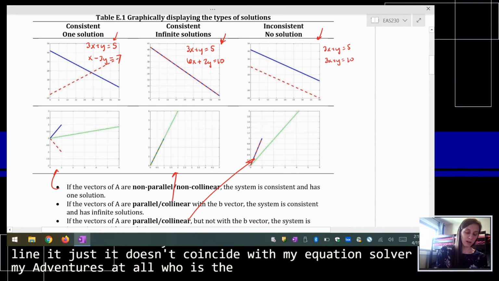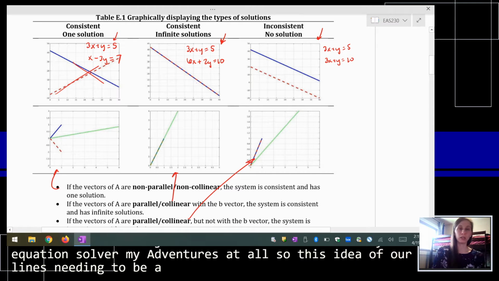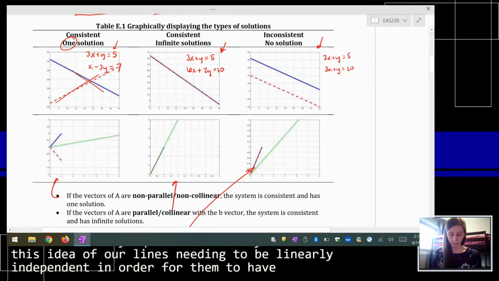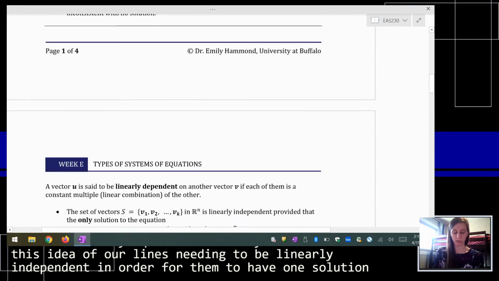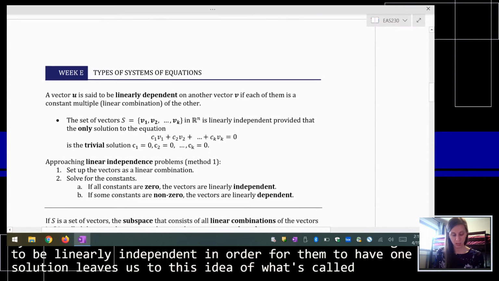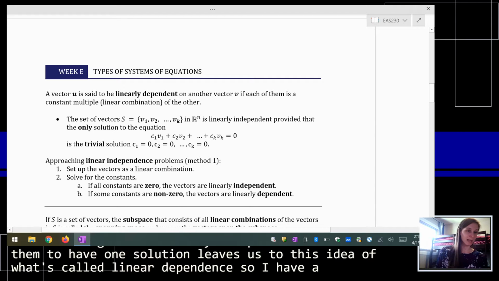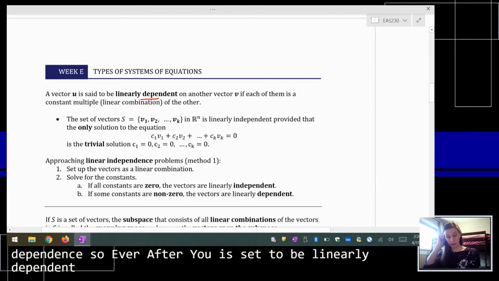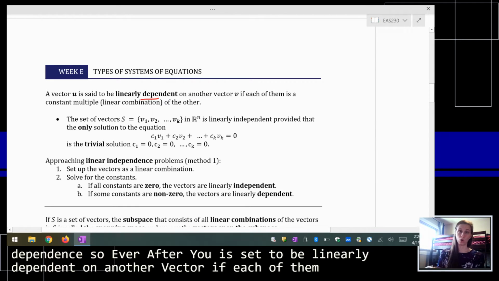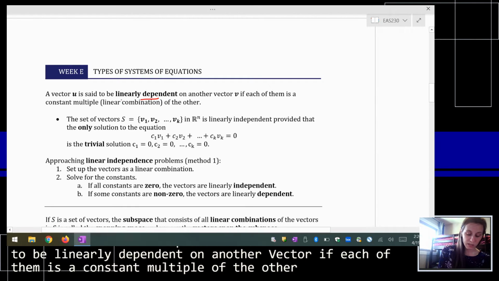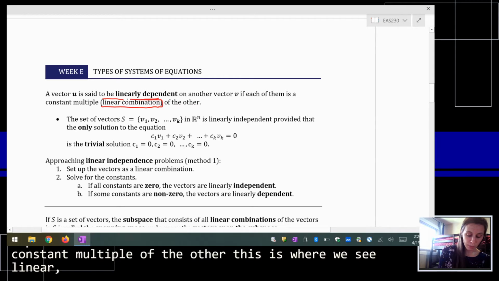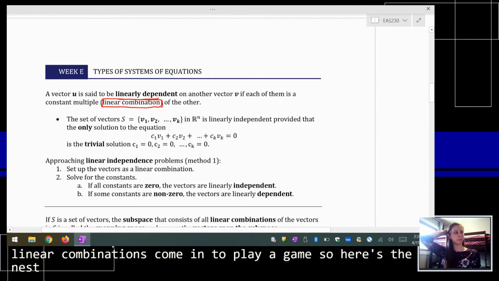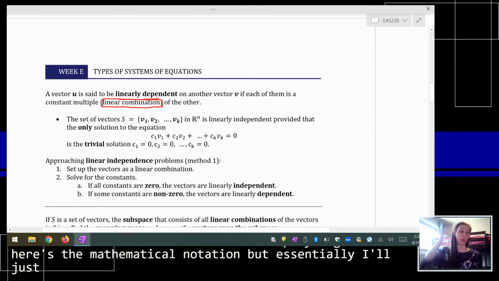So this idea of our lines needing to be linearly independent in order for them to have one solution leads us to this idea of what's called linear dependence. So a vector u is said to be linearly dependent on another vector if each of them is a constant multiple of the other. This is where we see linear combinations come into play again. So here's some mathematical notation, but essentially I'll just talk about how we apply this.